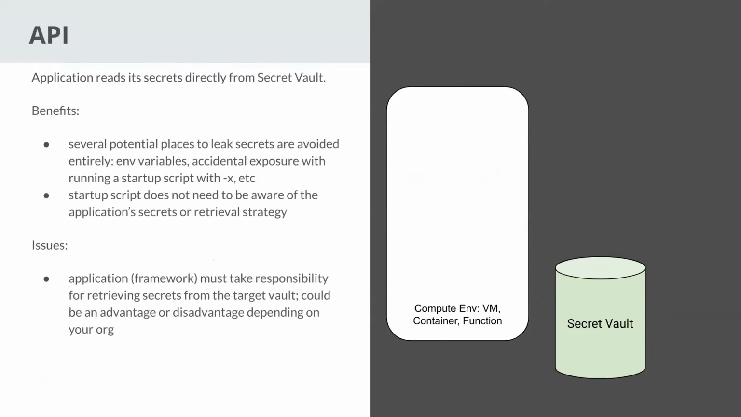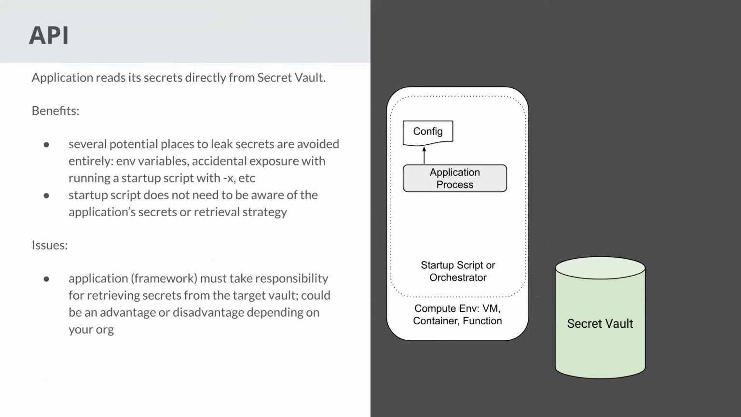Now, the third option is having the application read its secrets directly from the secret vault. The main benefits are that when the application process starts up, boom, it reads from the secret vault. And the big thing here is that a whole set of ways to leak that secret are eliminated just by virtue of implementation.